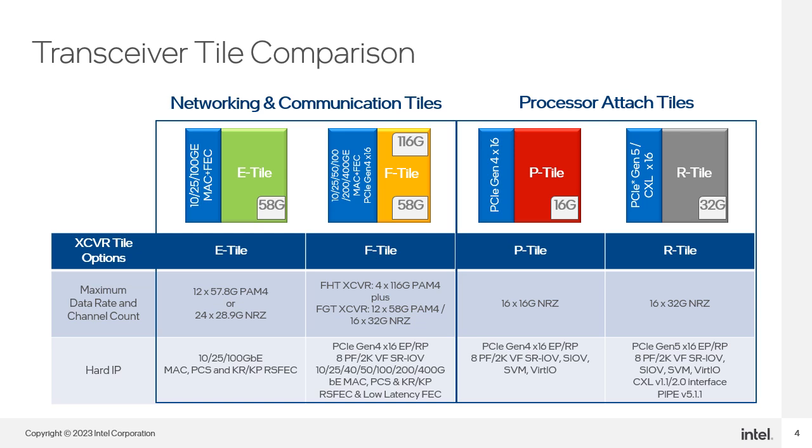These are general-purpose tiles, and in addition to the hard IP shown in the table, these tiles support a wide range of protocols using soft IP. The second group on the right is processor-attached tiles, made up of the P-Tile and the R-Tile. These are not general-purpose tiles, as they are designed to support specific protocols. The P-Tile supports PCI Express, and the R-Tile supports PCI Express or CXL.